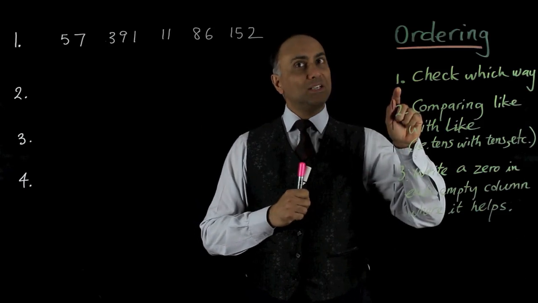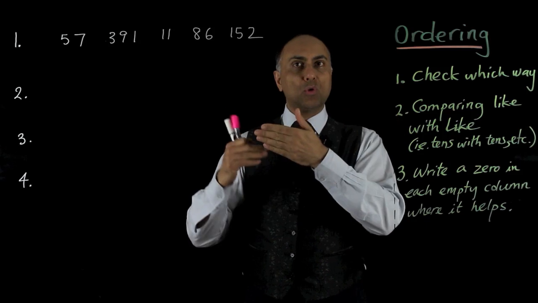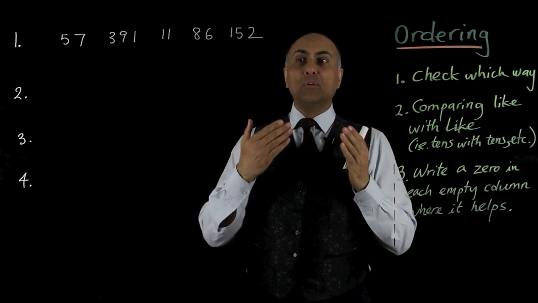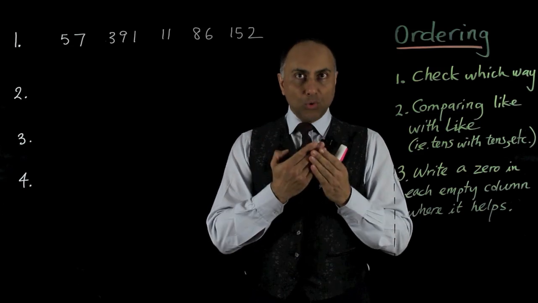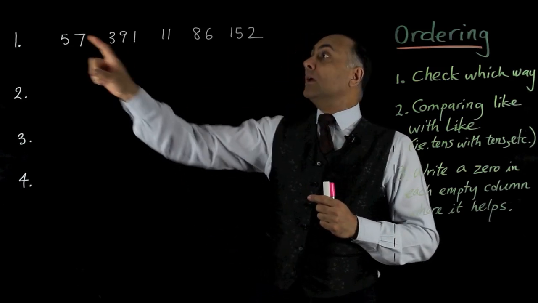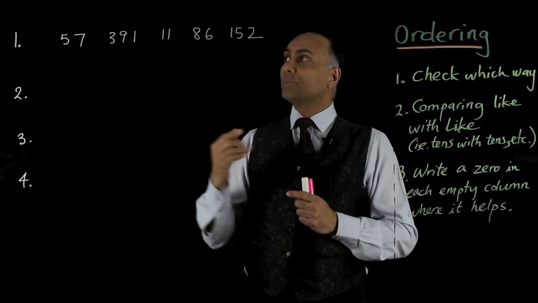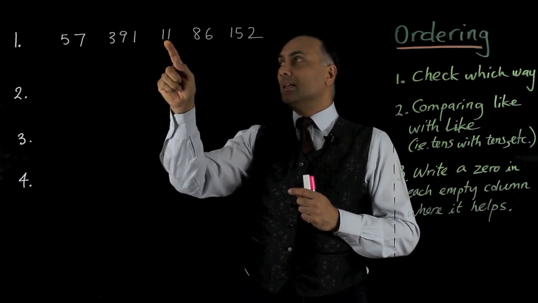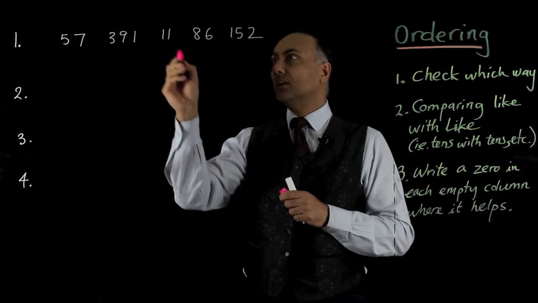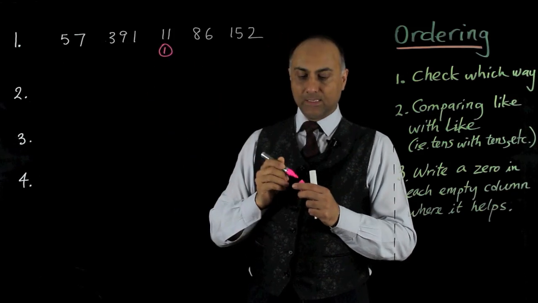So the first thing that you should do is check which way, meaning large to small or small to large. Now, for the purpose of my examples, I'm going to put them all in order from small to large, just to keep the explanation clear. Well, from this set of numbers, first of all, you need to look at all of them. And this is the least, 11. So if I were to put these in order from small to large, 11 would be first. So I'll put a 1 for that.